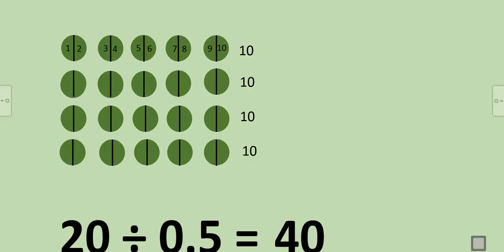We have taken a number, we've divided it, and the answer at the end is greater than the number at the beginning. And I think the way that you need to perhaps rationalise this is think, how many of these, i.e. halves, can I get out of 20? And this is clearly showing us that there are 40 of them. And perhaps we can also see that as this number gets smaller, so if we broke it up into quarters, we'd get more and more again.